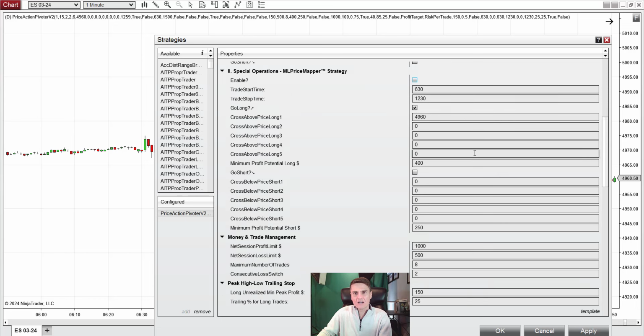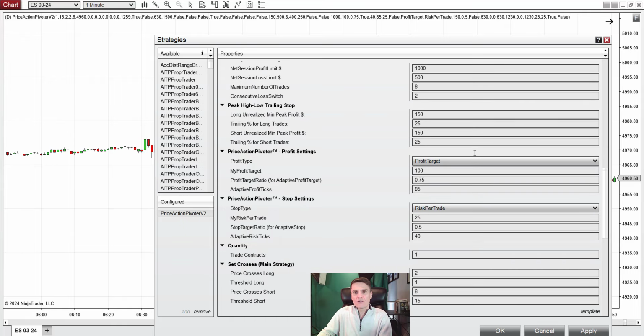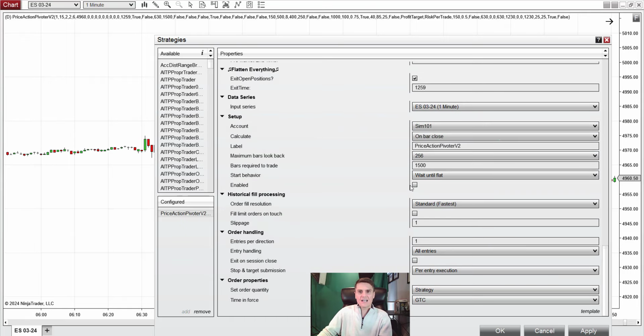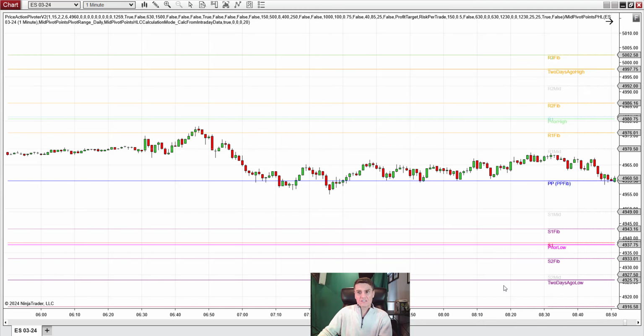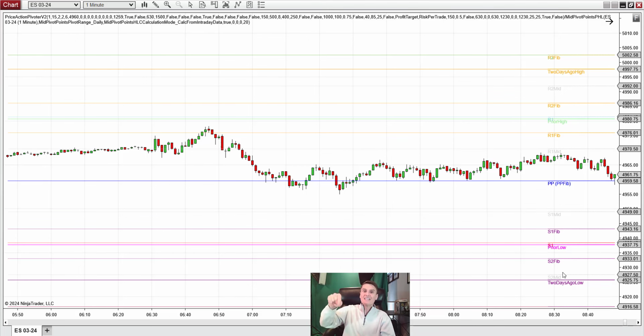I'm not going to turn it on, but I do want to load the rest of it so that you can see exactly what's happening with the actual support and resistance levels. And there are many of them. There isn't in trading one support and one resistance line. With this strategy, Price Action Pivoter V2 in Special Operations, the tactical trading strategy, you can dictate the price you want it to go long or short on, literally the price.